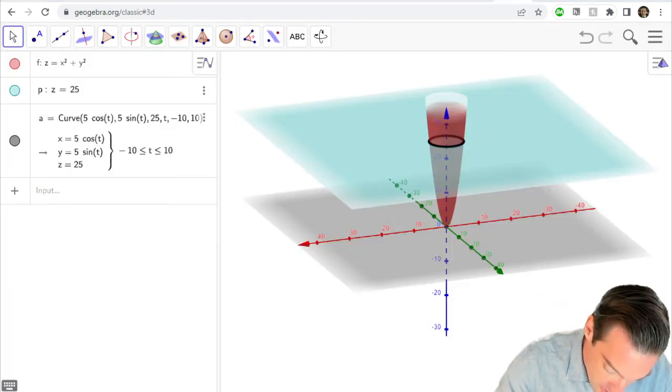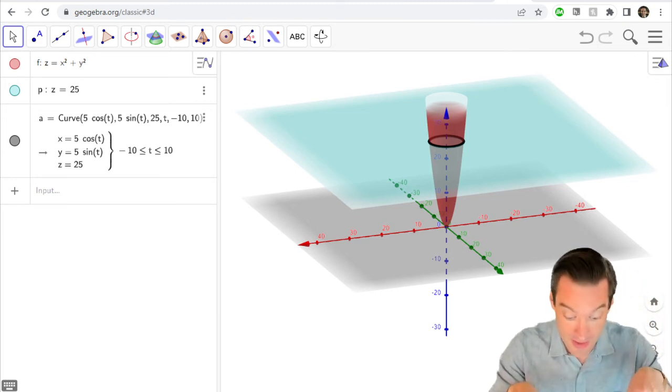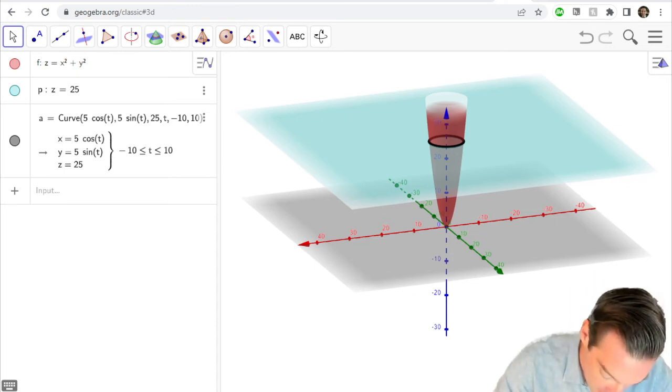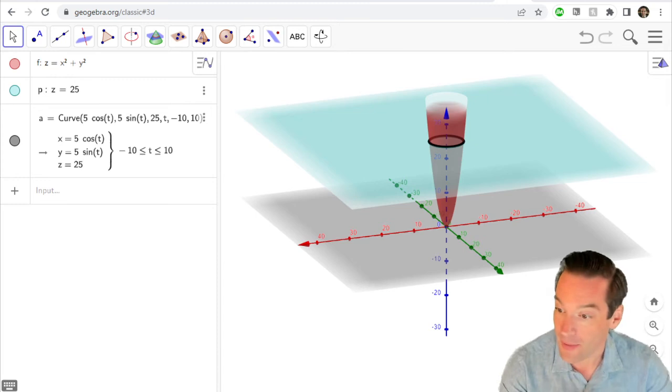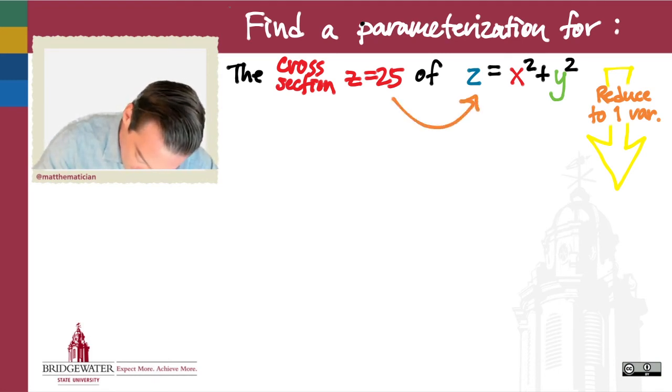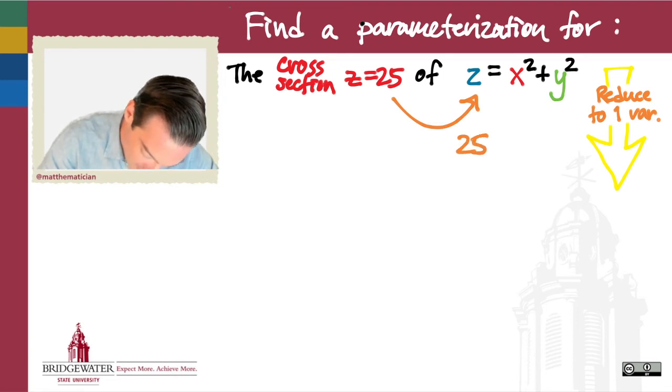Because when we take a slice that's parallel to the xy plane, so it's parallel to the domain, instead of calling it a trace, we typically call it a cross section. I don't know why we use different language for it, but whatever. So the cross section of z equals x squared plus y squared in the plane z equals 25. The first thing that you did was use that z equals 25 to reduce the number of variables in z equals x squared plus y squared down to 2. So you got 25 equals x squared plus y squared.